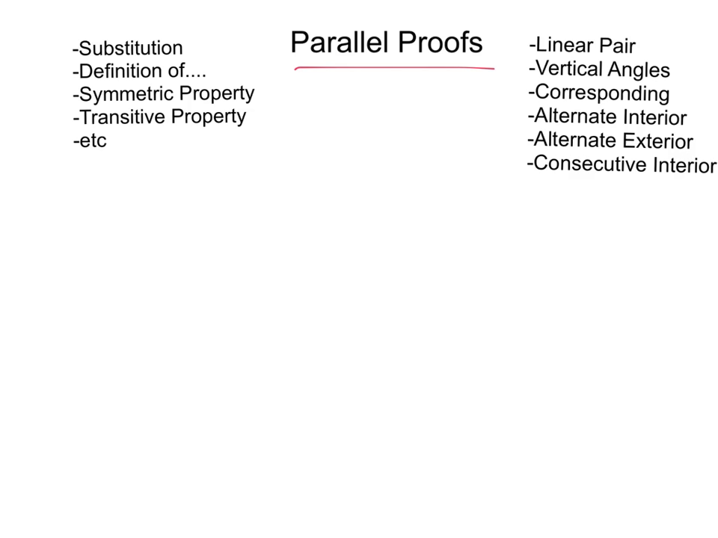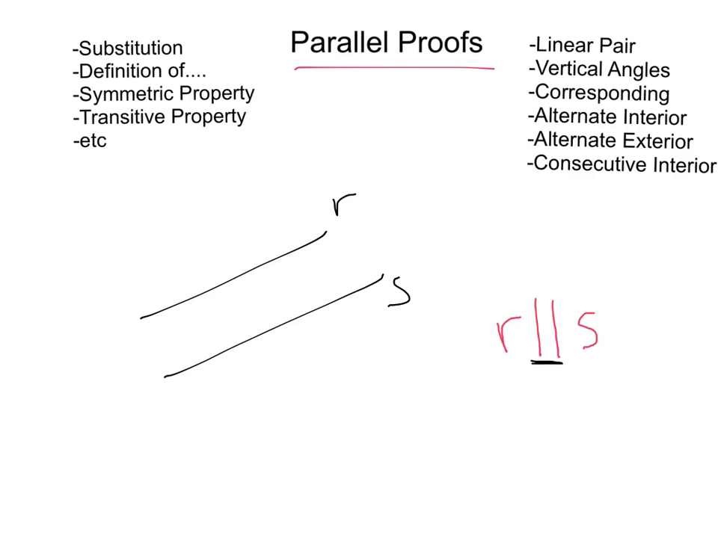If I had two lines, let's say two lines R and S, and I wanted to say that these lines were parallel, the symbol I would use is these two parallel lines. R is parallel to S. These two vertical lines mean parallel.